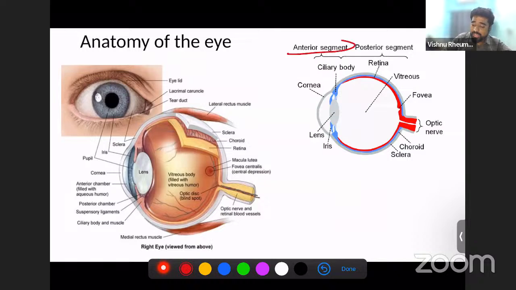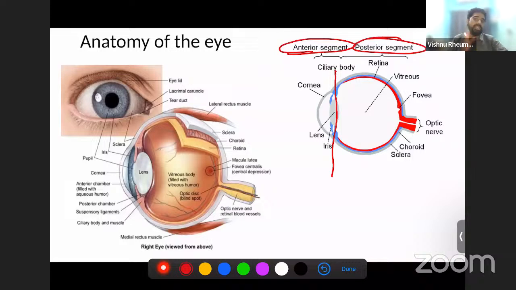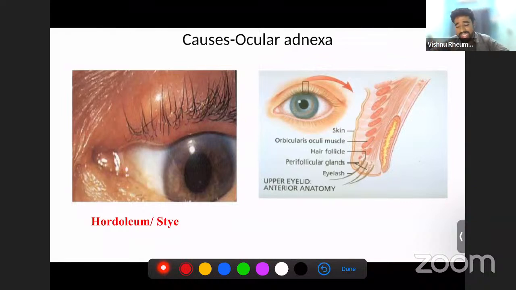So apart from all these, we can also divide the eye into anterior and posterior segment, and this difference is at the level of the lens or the ciliary body. So everything in front of the ciliary body is your anterior segment, behind the ciliary body is your posterior segment. So coming to ocular adnexa, the two main things that you should remember here are what is the name of the condition and what does it mean.